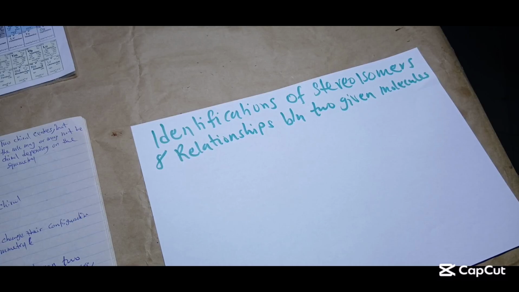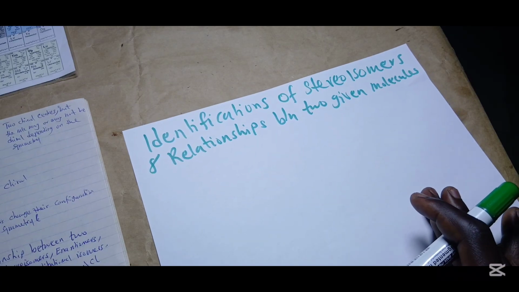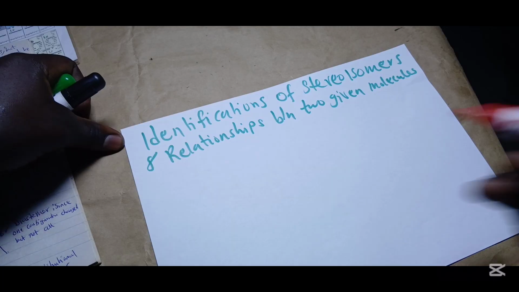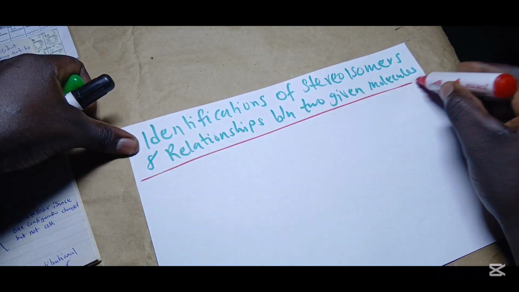Identification of stereoisomers and relationship between two given molecules. By the end of this video, you should be able to give the relationship between two given molecules and to identify stereoisomers. And even if they are constitutional isomers, you should be able to tell. Let's start with chirality.